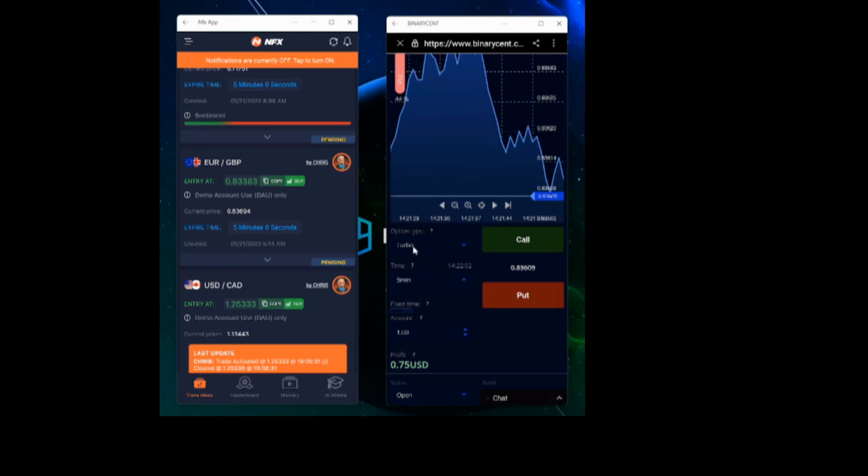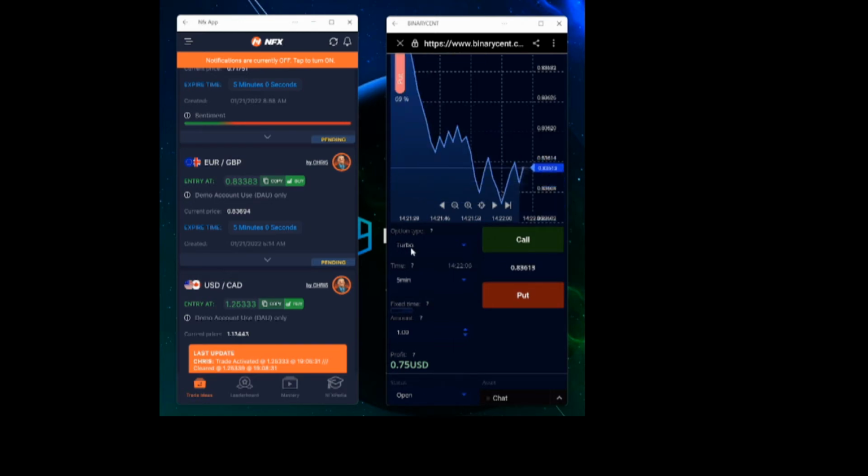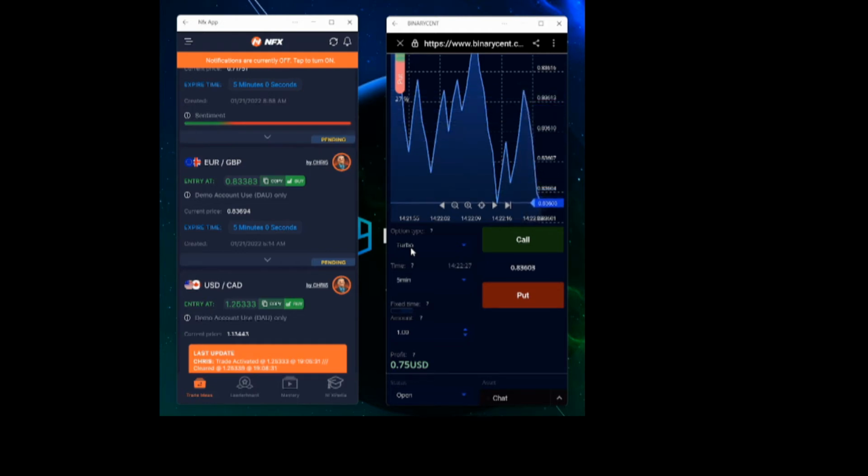The option type, this is a type of trade time frame that you want to take. We're going to leave it in turbo because turbo represents a trade expiration time from 1 to 30 minutes. And so most of our trades, all of our trades in the NFX app, if we choose to execute them, will be between 1 and 30 minutes. They will not be intraday or long-term trades.